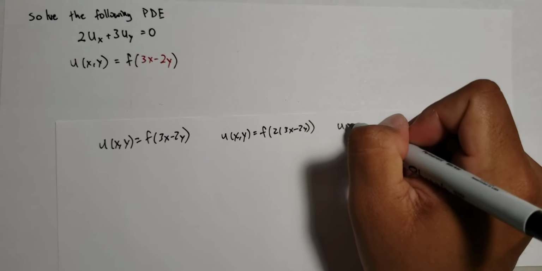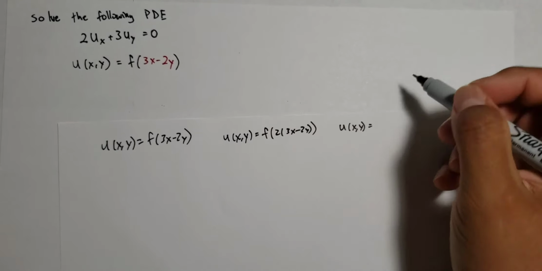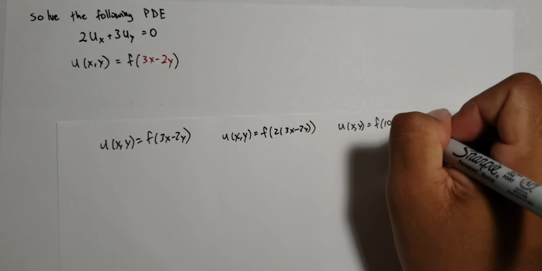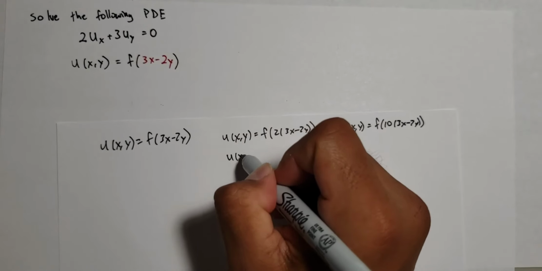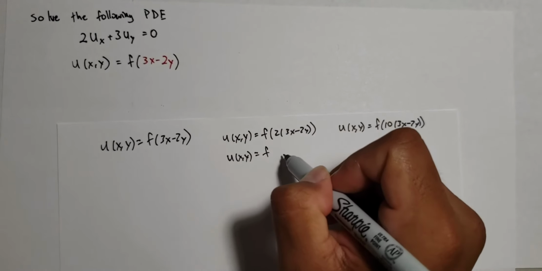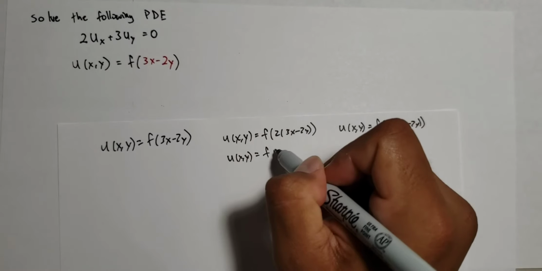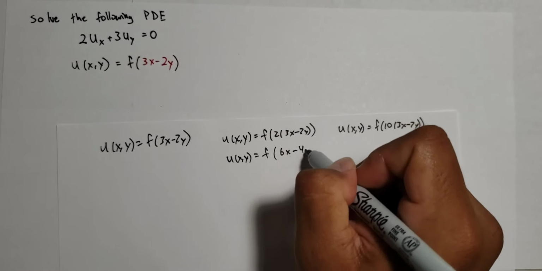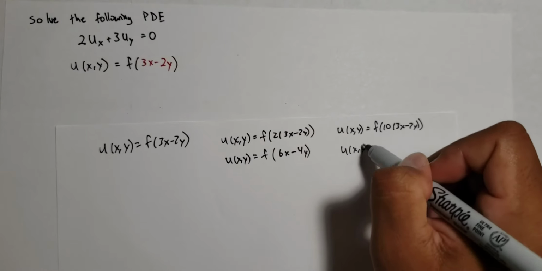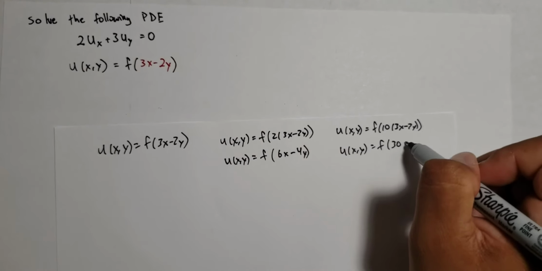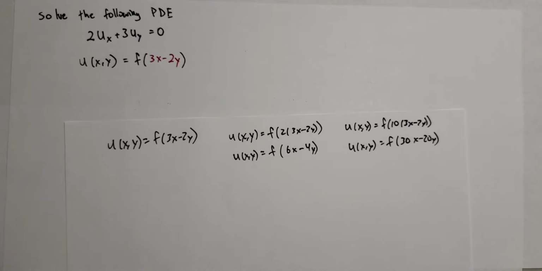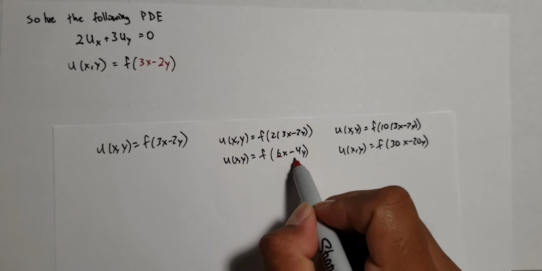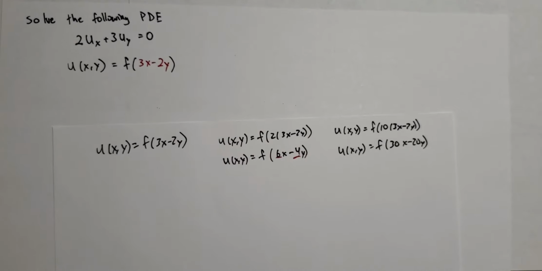U of xy equals, I don't know, f of 10 times 3x minus 2y will also work. And you can simplify this a bit further, so we'll see with f of, let's go with 6x minus 4y. U of xy can be any function of 30x minus 20y. You're kind of curious why that works. If you think about it, where do these numbers actually come from? They come from the original PDE.